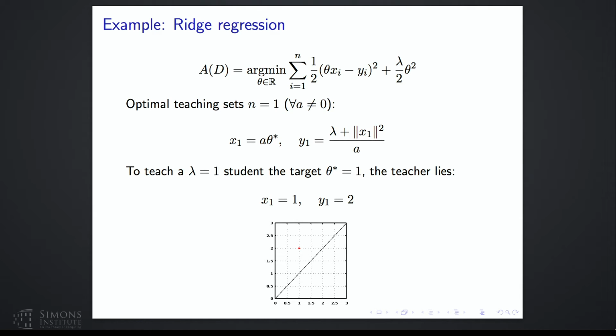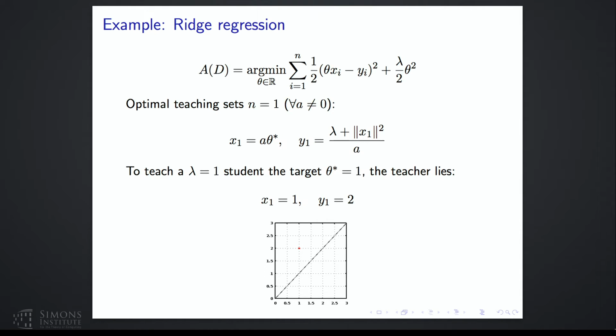So in other words, there are an infinite number of optimum training sets, all with size 1. They will all teach it. Y has to look like this, where lambda from the student comes in here. And you can easily verify it by plugging it in and taking a look at the KKT condition.